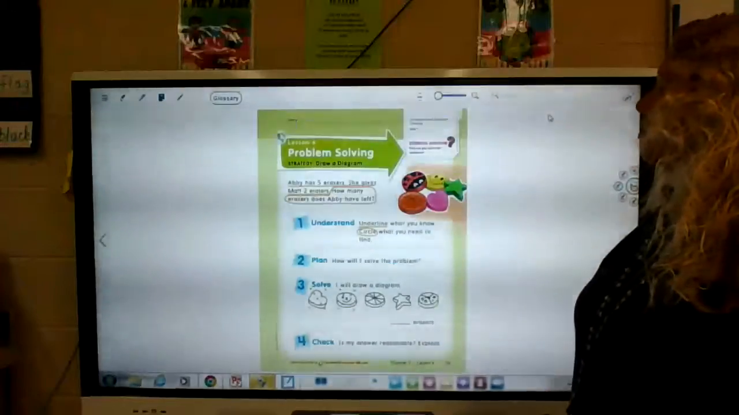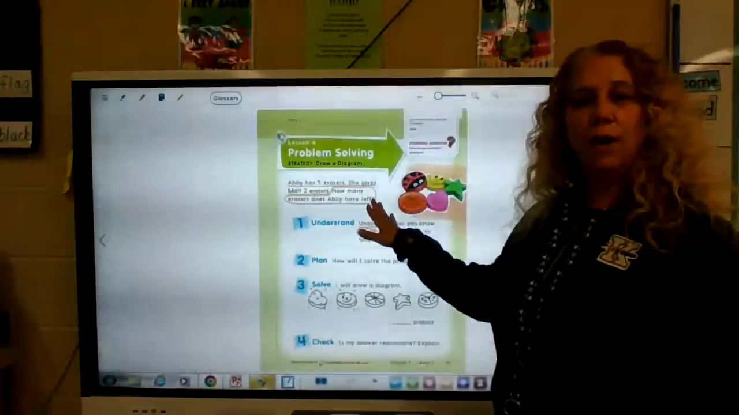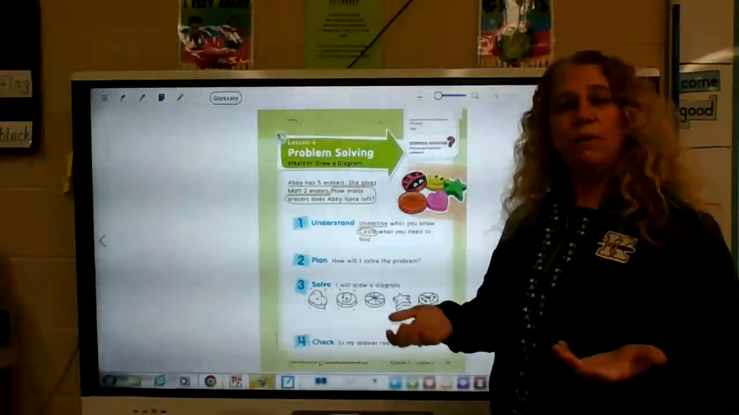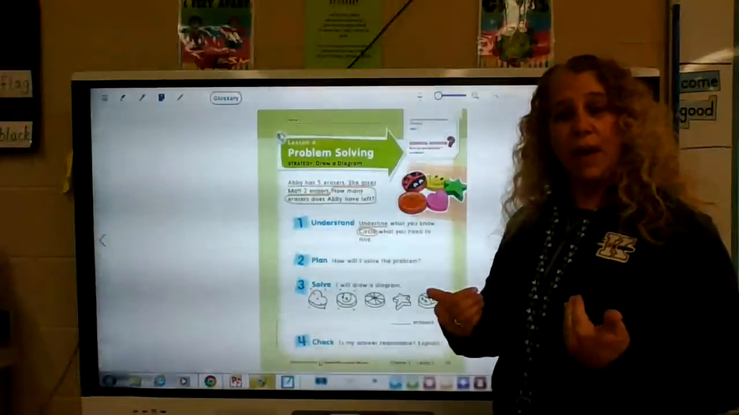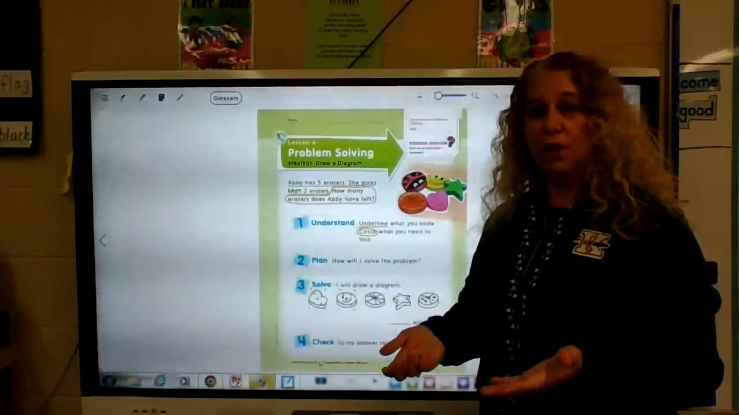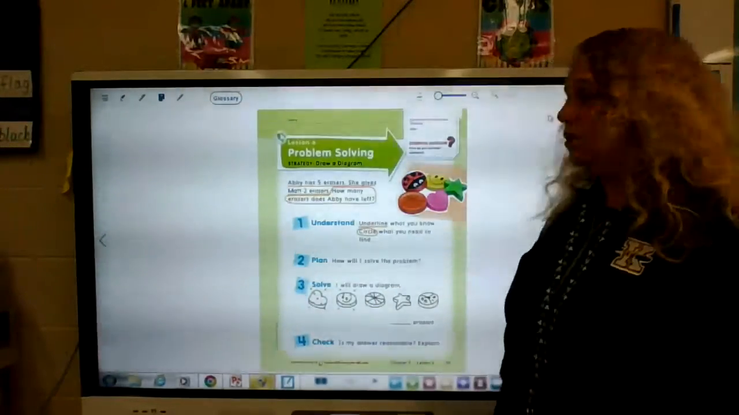So when we read a story problem, we have to think about what we know. What are they telling us that we know? And then what do we need to find out? Because what we have to find out helps us figure out how to solve it and get the right answer.